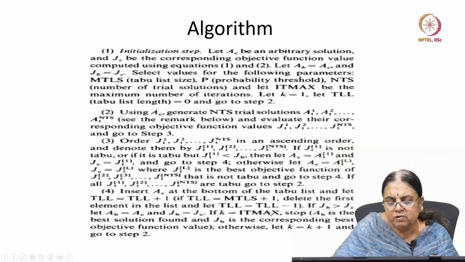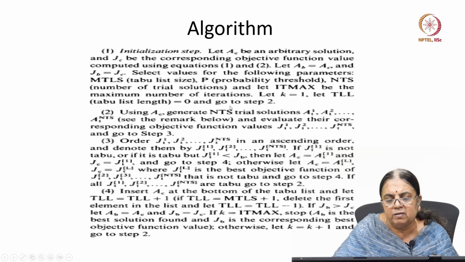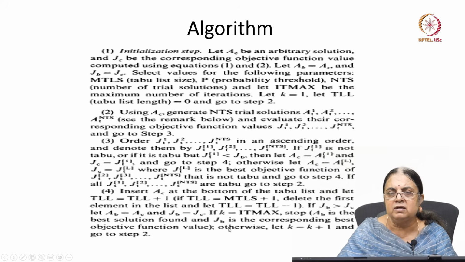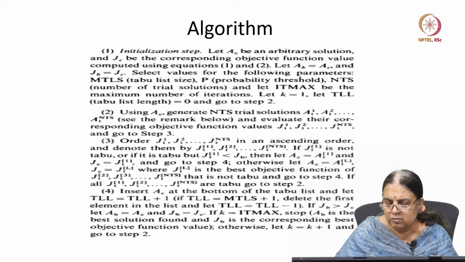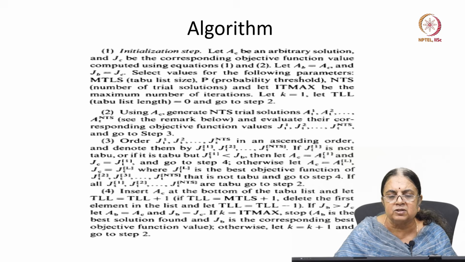And if K is equal to IT max, if you have done enough number of iterations, you stop, and what you have stored in JB and AB is your final solution: AB is your point and JB is the evaluation of that point. So this is the Tabu algorithm, the Tabu search.